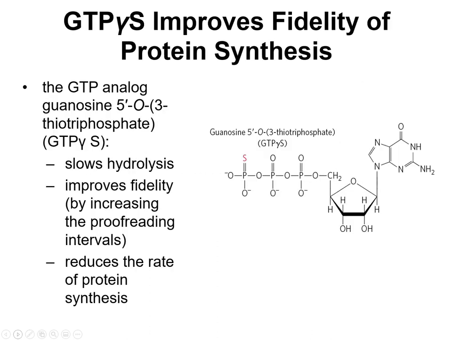There's a GTP analog, GTP gamma S, that has one of the oxygens on the gamma phosphate replaced with a sulfur. It is used all over the place when you want to slow down GTP hydrolysis. When you use that with EF-Tu, it will slow hydrolysis and it will improve fidelity because it gives longer times for the ribosome to proofread and say, oh, you know what, this doesn't match.